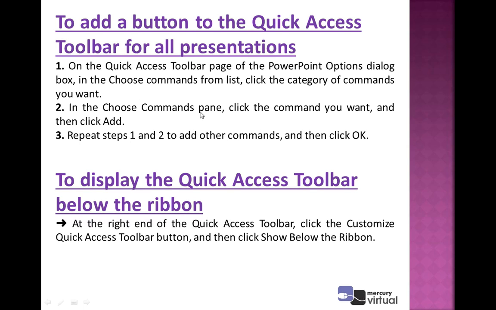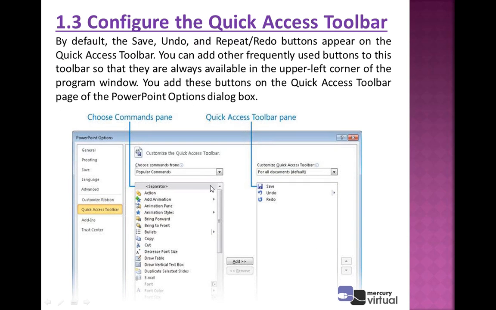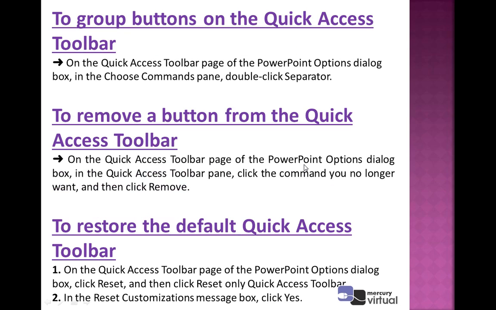Like in this one, in the choose commands pane, click the command that you want and then click add. Repeat steps 1 and 2 to add other commands and then click OK. So these are the 3 steps to add buttons on the quick access toolbar. Next one is how to display the quick access toolbar below the ribbon. At the right end of the quick access toolbar, click the customize quick access toolbar button and then click show below the ribbon. Like this one. This is the box and you can simply choose show below the ribbon.